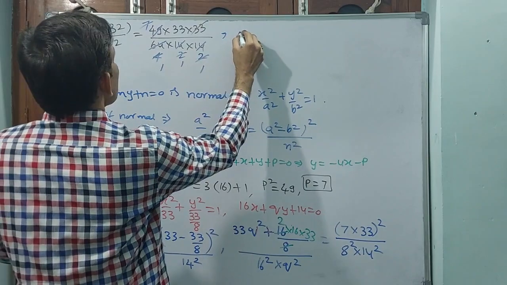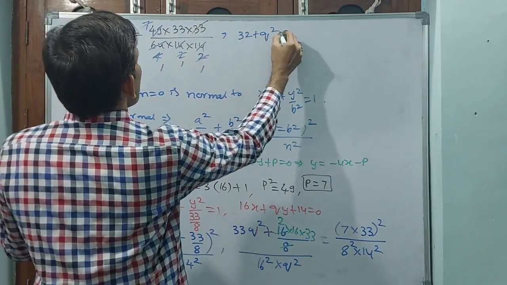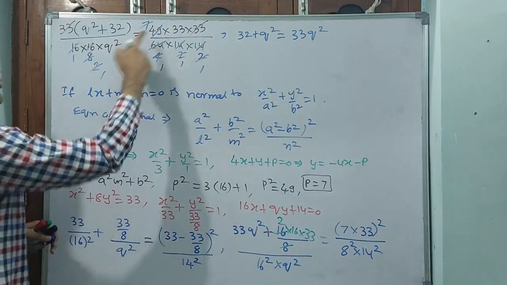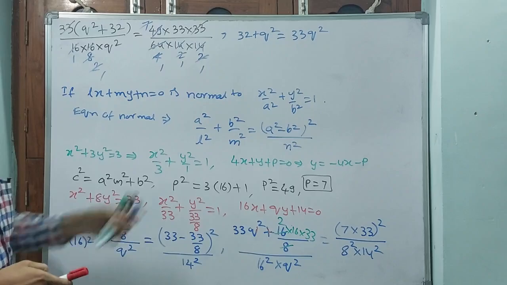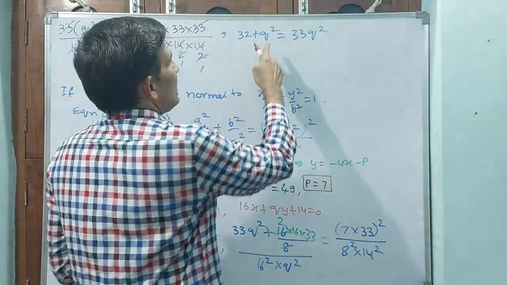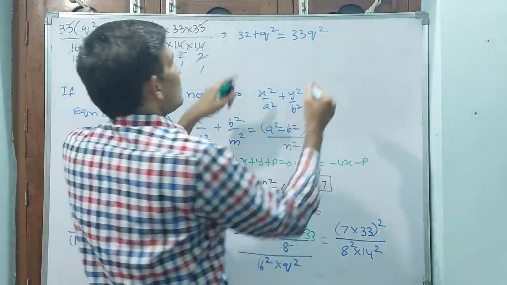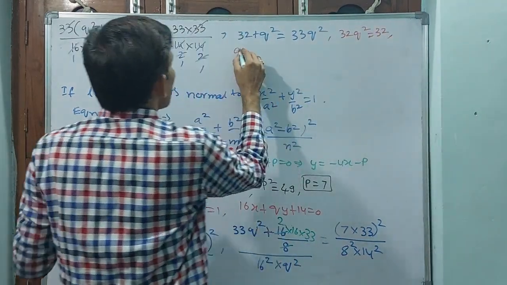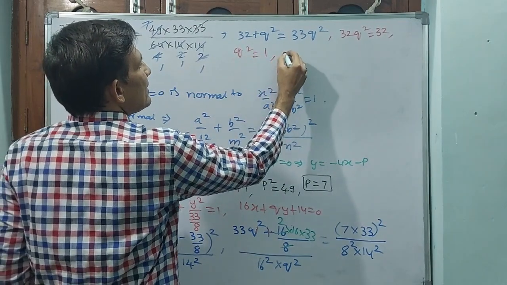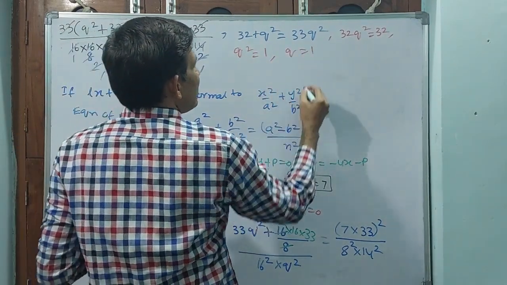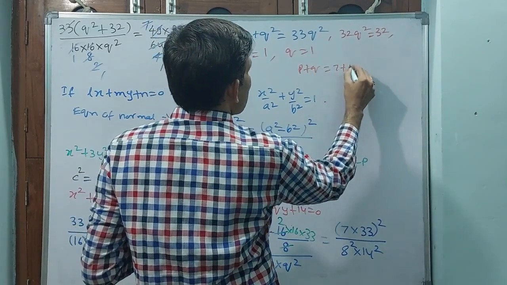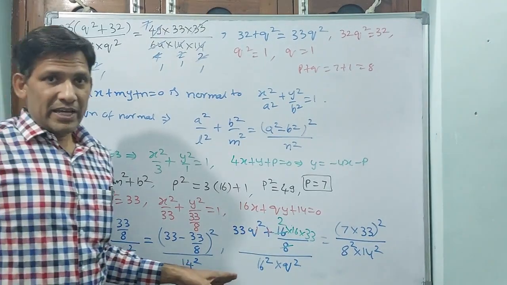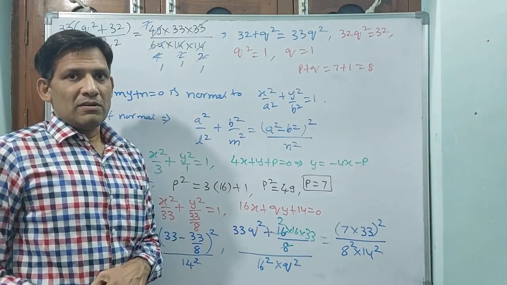Okay. Now we see, comma I am keeping. 32 plus q square is equal to 33 q square. Now you send q square also to that side. 33 minus 1, 32. That means 32 q square is equal to 32. Q square is equal to 1 and q also 1. That means p plus q is equal to 7 plus 1, that is equal to 8. Why? Because p is 7. You understand this question? Okay. Little bit tricky calculation but not that much difficult.